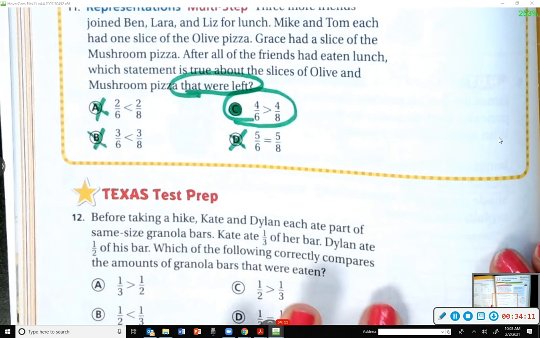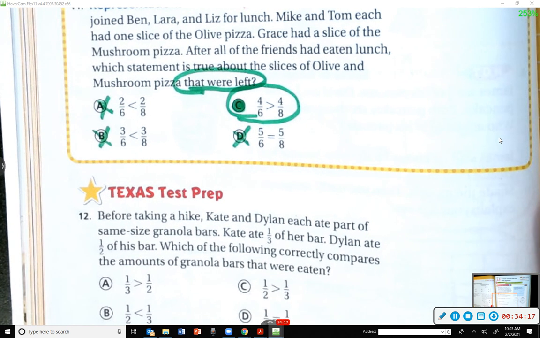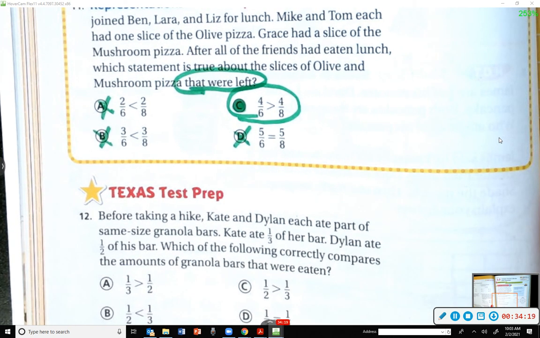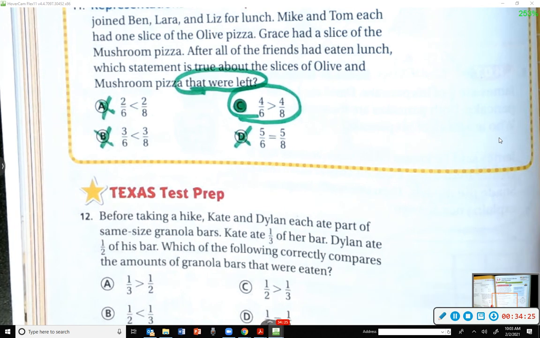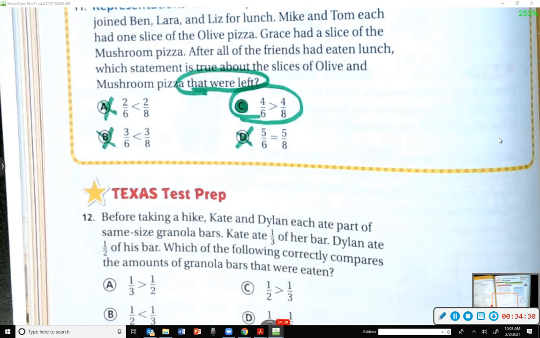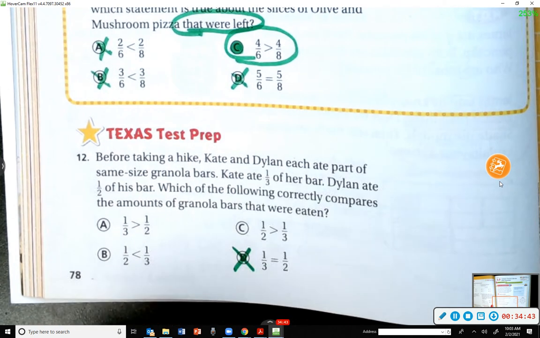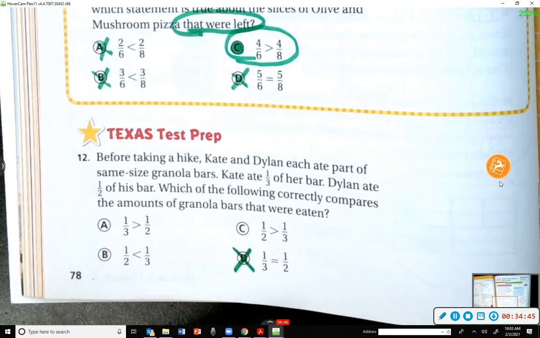Okay? Last one. Before taking a hike, Kate and Dylan each ate part of the same size granola bars. Kate ate 1/3 of her bar. Dylan ate 1/2 of his bar. Which of the following correctly compares the amounts of granola bars that were eaten? Okay, I look at them. Is there any that I could automatically eliminate? Evangeline? D.